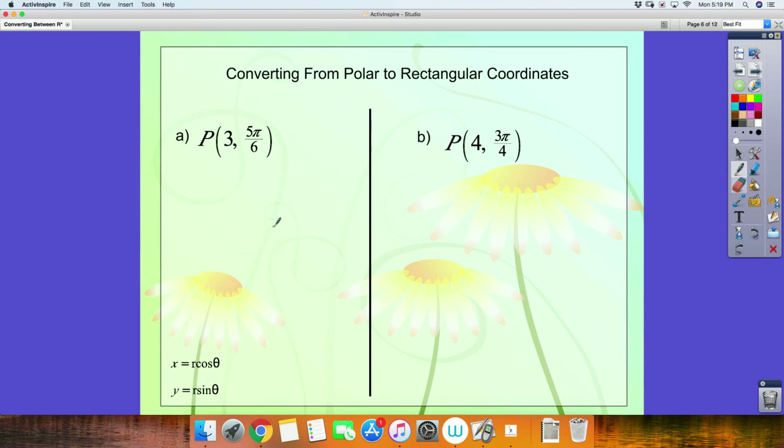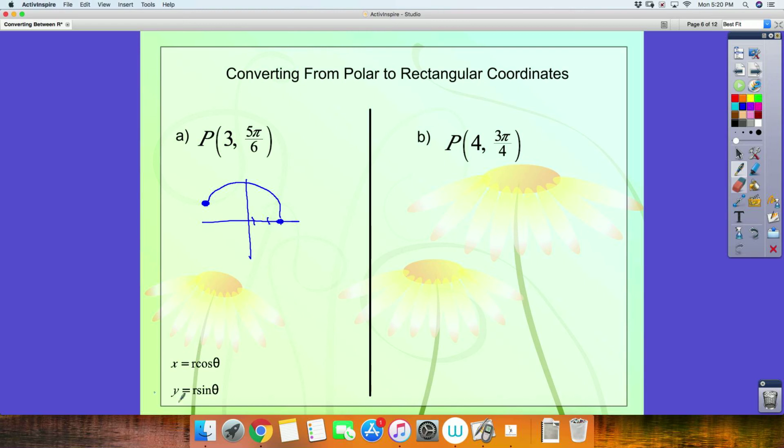So here's our first polar coordinate. It's 3, 5 pi over 6. So I know that if this was being rotated, it started with a radius of 3, and it rotated all the way over to 5 pi over 6. So my point is over here. And I want to know what that would be on the rectangular system.